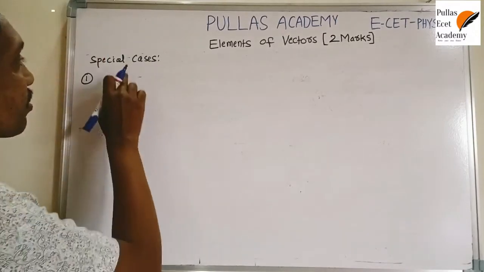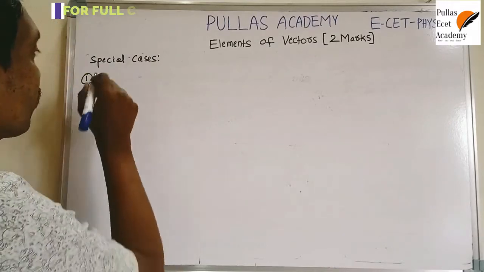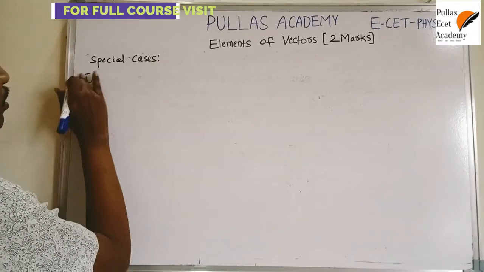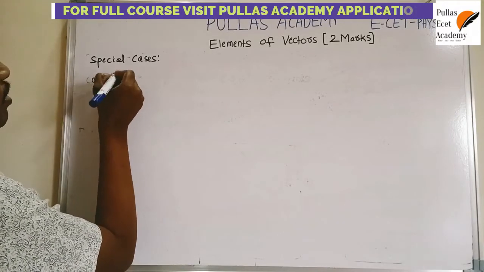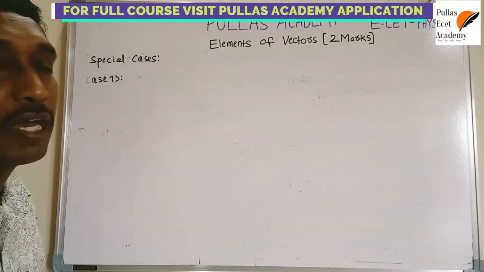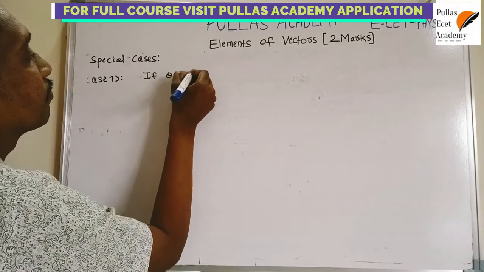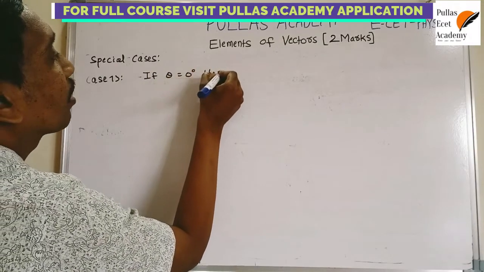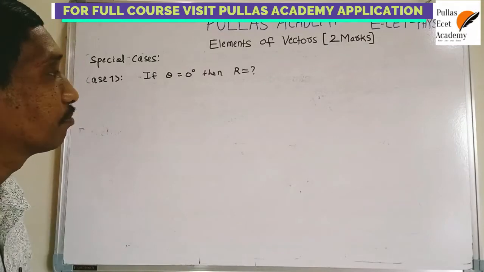Now we are going to discuss some special cases of the parallelogram law of vectors. The first case is case 1. Case 1 is if the angle between two vectors is 0 degrees, that means two parallel vectors are given. If theta is equal to 0 degrees, then what is R, the magnitude of the resultant vector? This is the question.